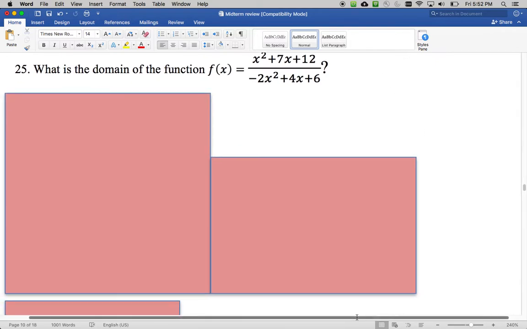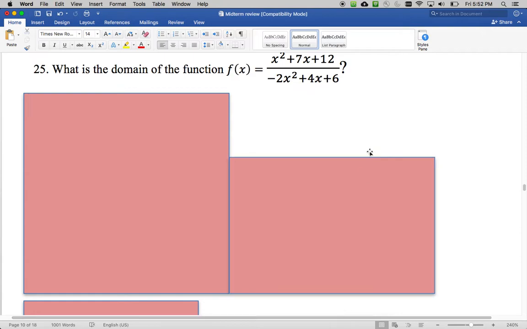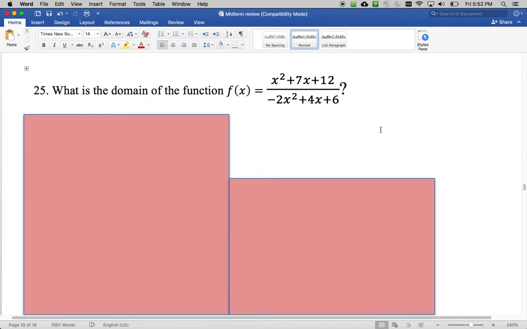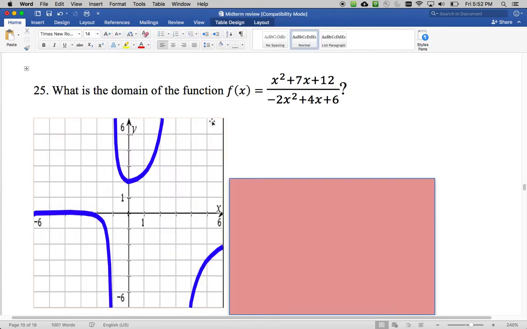All righty. Let's see. What is the domain of this function? I'm trying to remember what I did. Did I graph it? Let's see. Yep, I graphed it. Woohoo! There's my graph. I absolutely love graphs. There's so much you can find on the graphs.